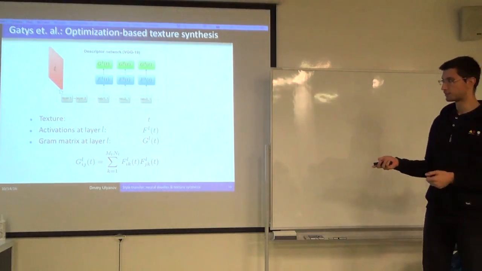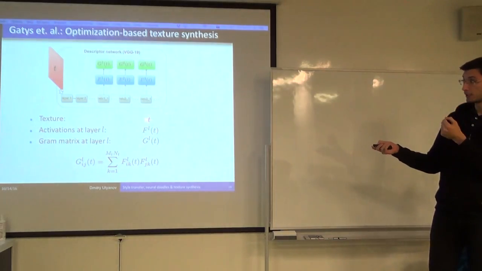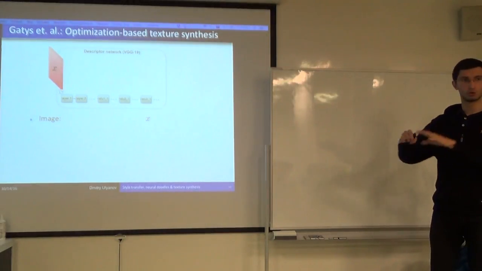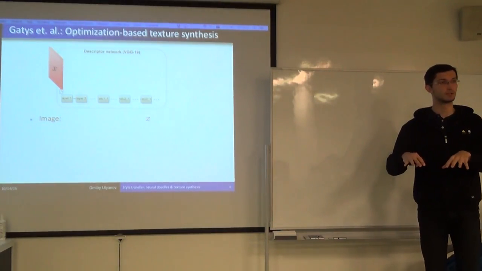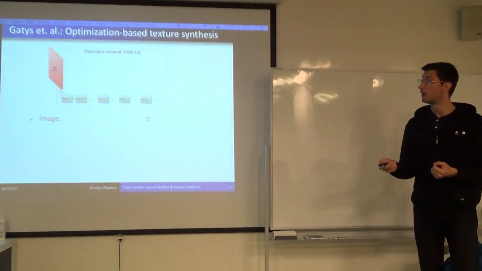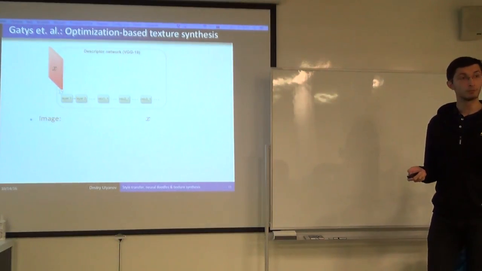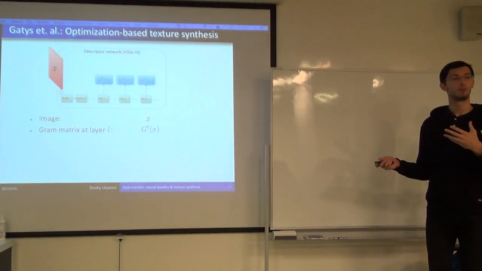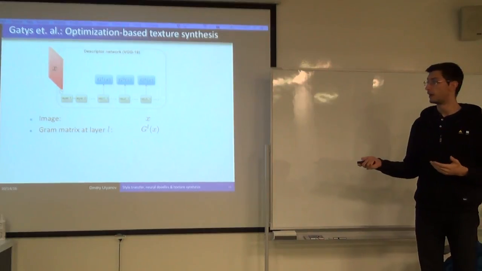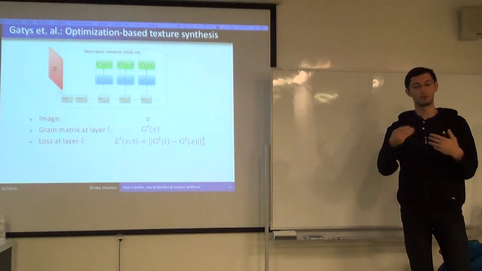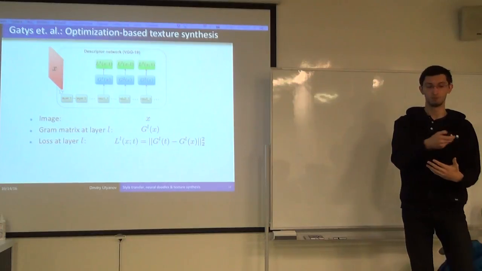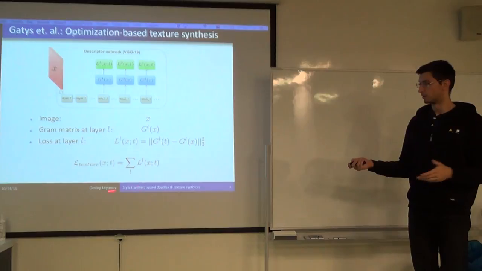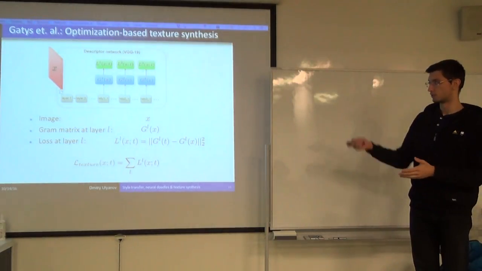Okay, so let's continue with the algorithm. You take a texture, you calculate these correlation masks at some layers, and what you do next, you just store these gram matrices for your texture example. Then you start with a random image X, you pass it through the network VGG, and then you obtain gram matrices for the same layers. And then you basically compare the gram matrices you obtained with the gram matrices you've stored. And that's basically your loss function. It's just a sum of individual components at each layer.